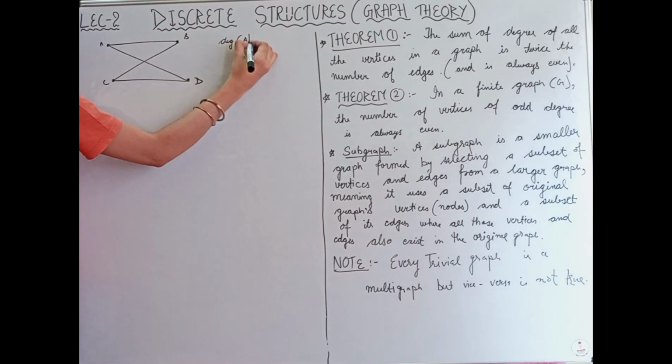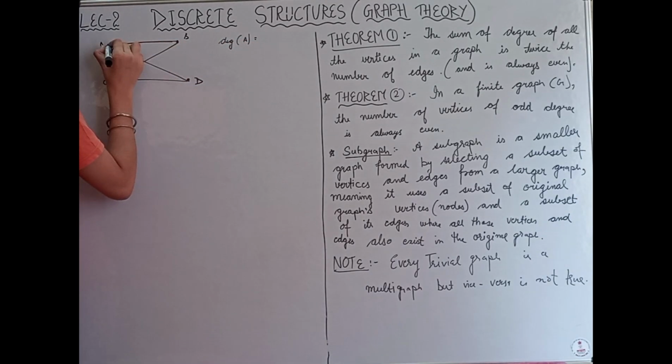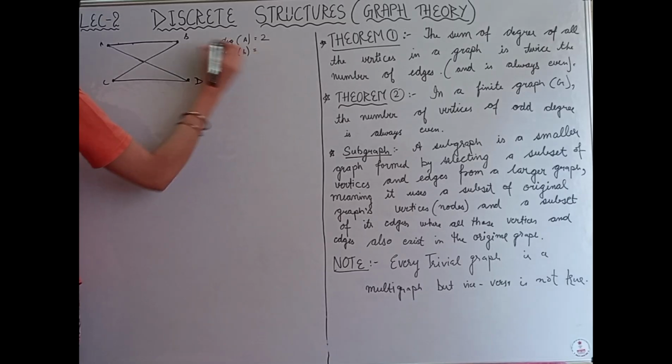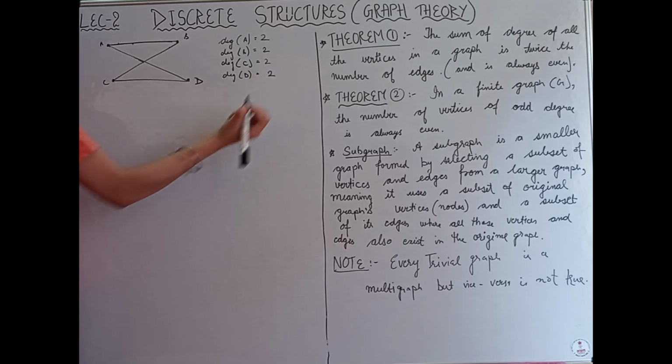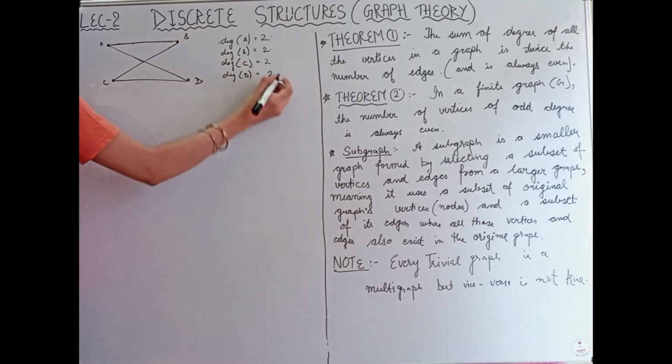Degree of A will be equal to... how many edges are incident on the vertex A? So 2. So degree of the vertex is equal to 2. So we'll write 2. Degree of B will be equal to 2. Degree of the third vertex C will be equal to 2. And degree of D equals 2. So let's sum these degrees. We will get 2, 4, 6 and 8.